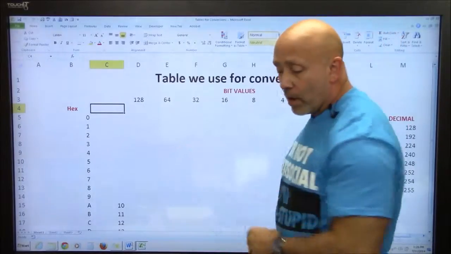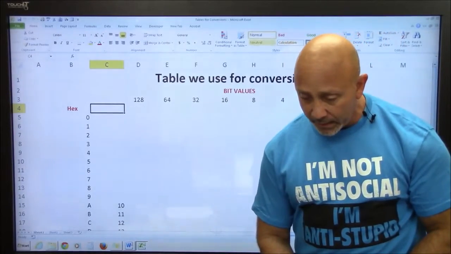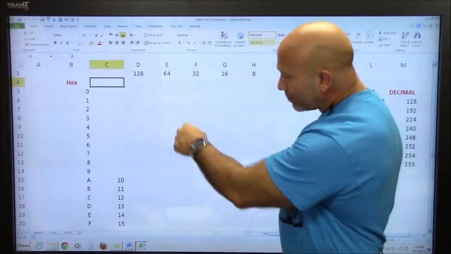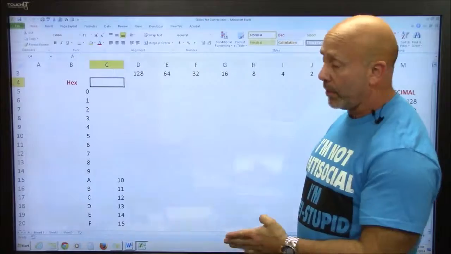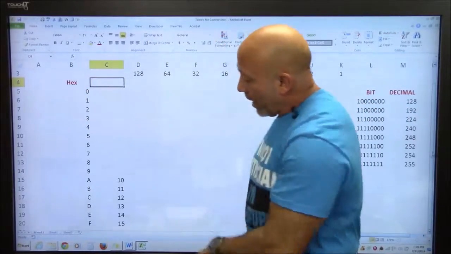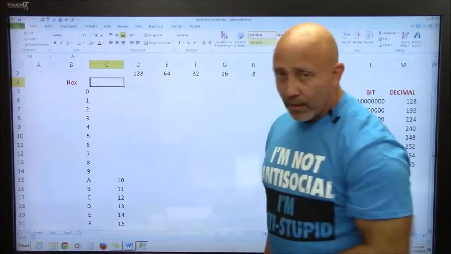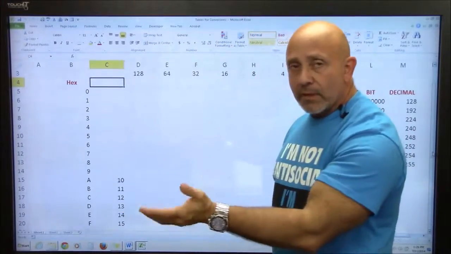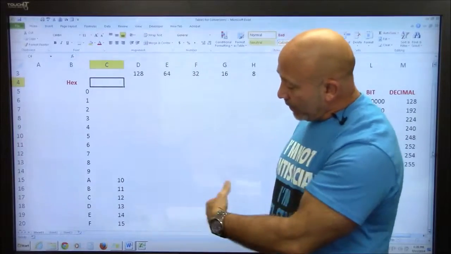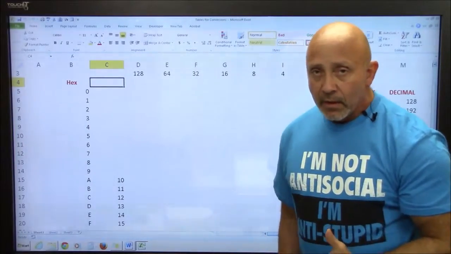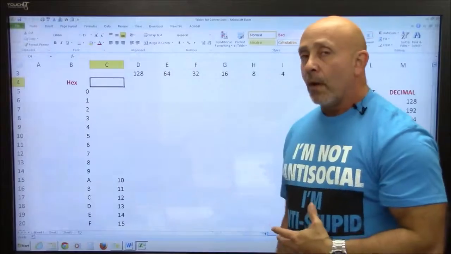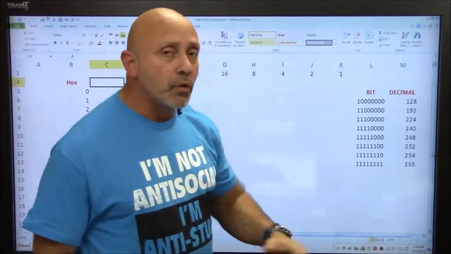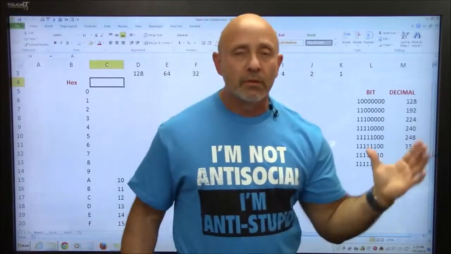And then, of course, we have our hex table. Let me scroll down here so you can see the whole thing. Our hex table is 16 numbers, because we start from 0 and go all the way to F. Starting at A equals 10, B 11, C 12, D 13, E 14, and F 15. So that is important to know. This is all you need right here in order to convert or do whatever it is that you need to do. These little tables right here.